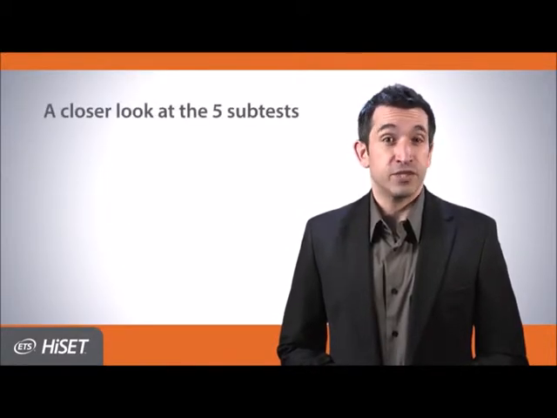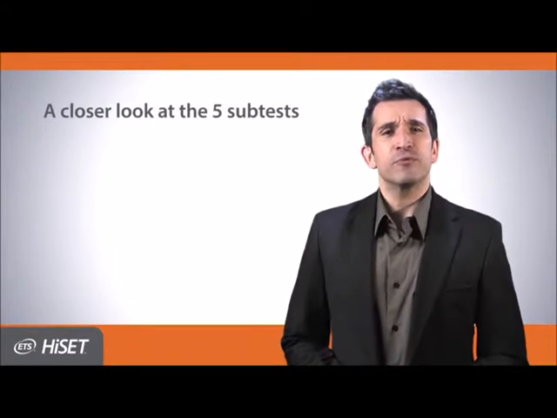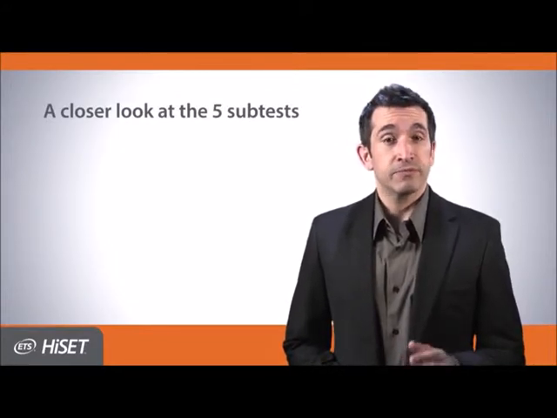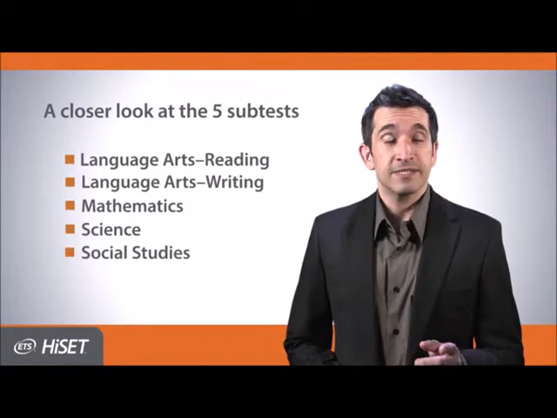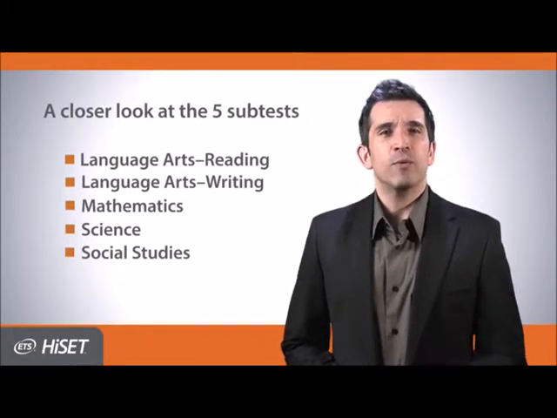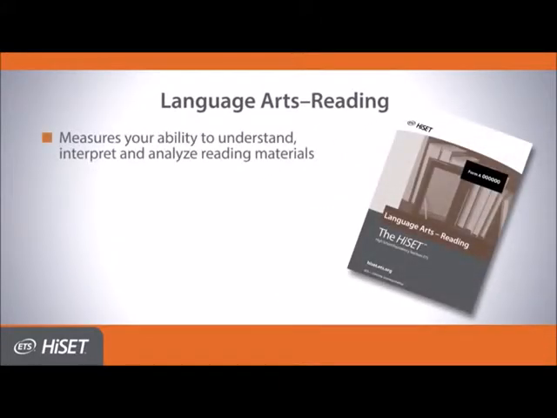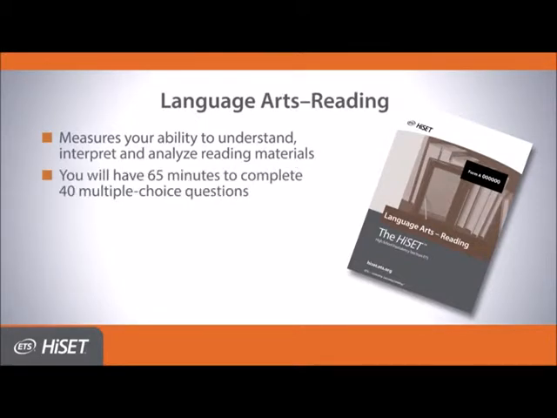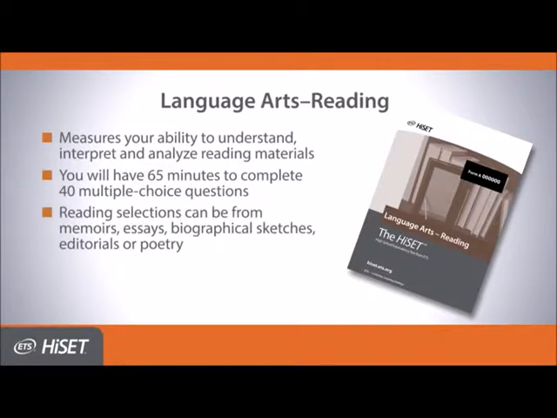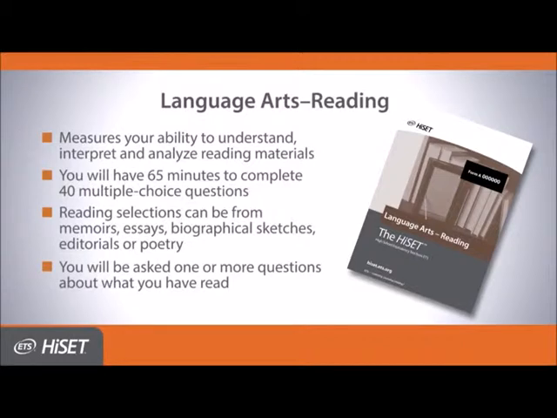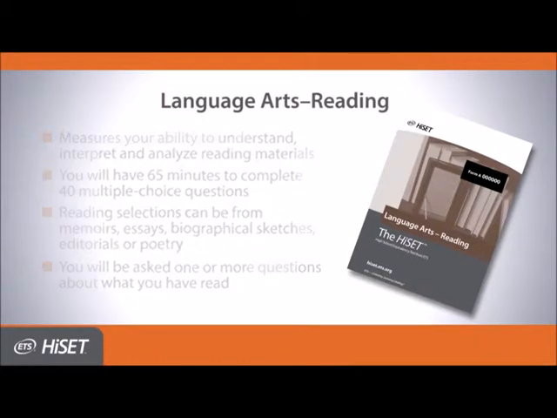Now, let's take a closer look at each of the subtests. I mentioned before that the HiSET exam covers 5 subject areas: reading, writing, mathematics, science, and social studies. Let's talk about what to expect on each of these subtests. The reading test will ask you to demonstrate your ability to understand, interpret, and analyze a variety of reading materials. You will have 65 minutes to complete 40 multiple-choice questions. The test presents reading selections from many different sources in the form of memoirs, essays, biographical sketches, editorials, or poetry. After reading a selection, you'll be asked one or more questions about what you have read.